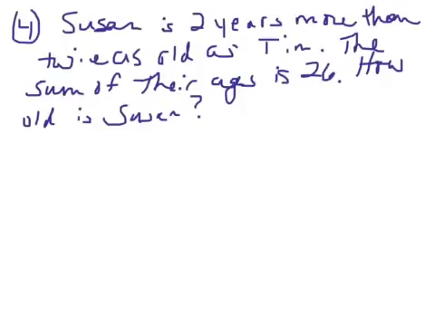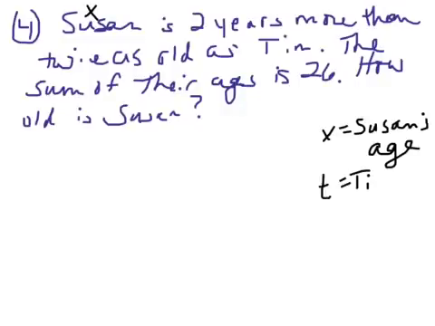Okay? So let's see. I don't like S's because they look like 5s. I'm going to call Susan X, okay, just because. So X is going to be Susan's age, because an S looks too much like a 5 for me and I'll get it confused. And then we got Tim. Let's call Tim T. We'll just call T Tim's age.